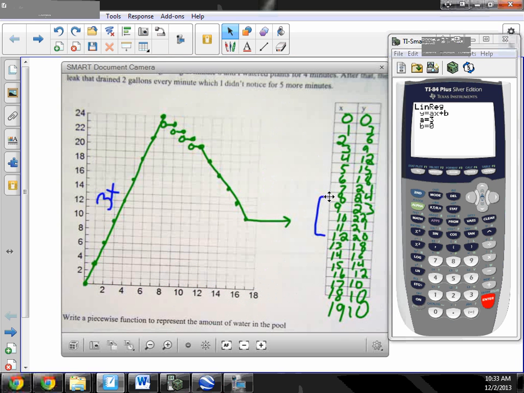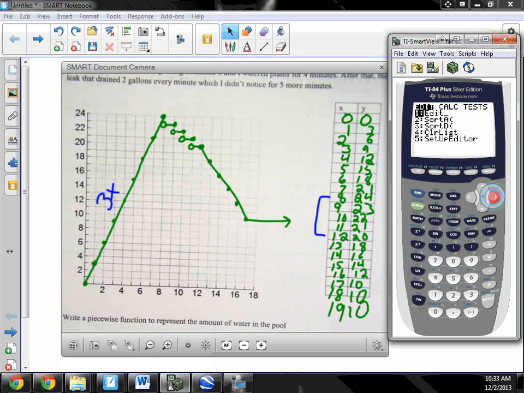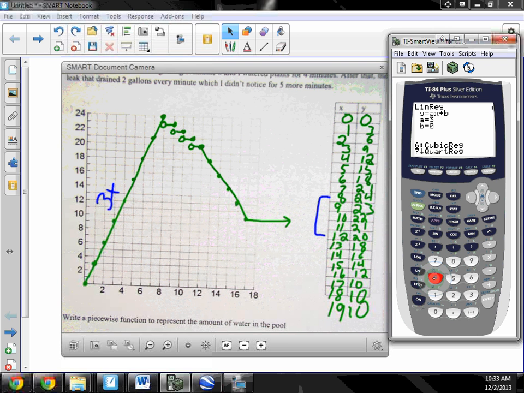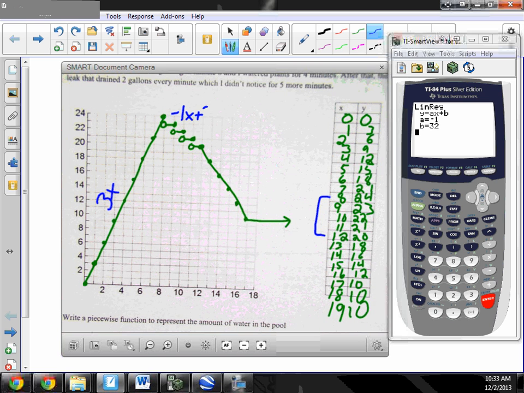So I go into stat, edit, 8 and 9. I'm going to put in the values 24 and 23. Stat calc. Number 4 is linear regression. And that equation is negative 1x plus 32. So this is negative 1x plus 32.